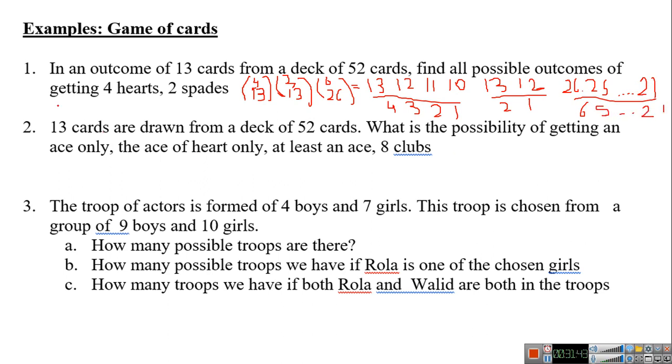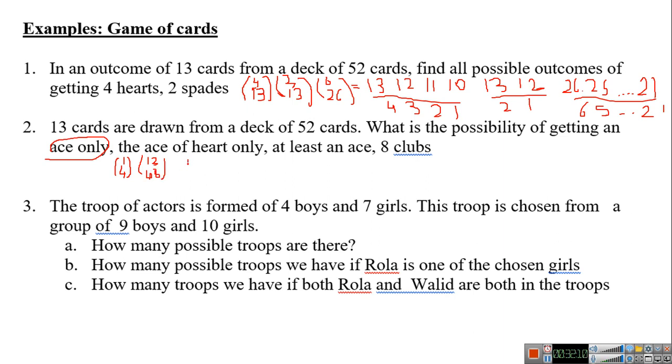Okay? 13 cards are drawn from a deck of 52 cards. What is the possibility of getting an ace only? I want an ace only. So how many aces? I want to pick 13 cards. I have 4 aces, so it's combination 1 out of 4. An ace only. Remains 12 cards, and these 12 cards are not aces. So since I have only 4 aces, remains 48 cards.